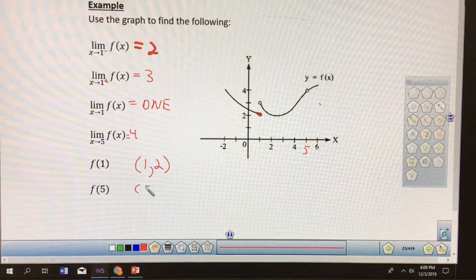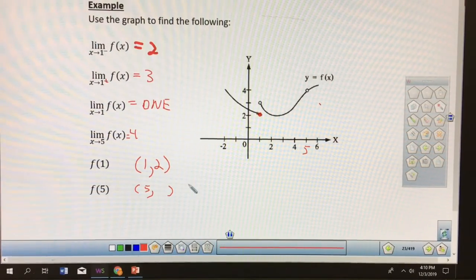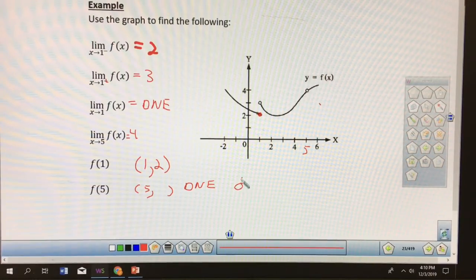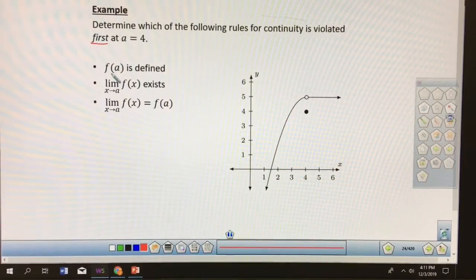Now this one, in algebra, if x equals 5, what does y equal? No, there's nothing there. It has to be closed in order for you to answer this question. So that one's DNE. Or they might do this. Do you know what I mean? No solution. Is f of a defined?